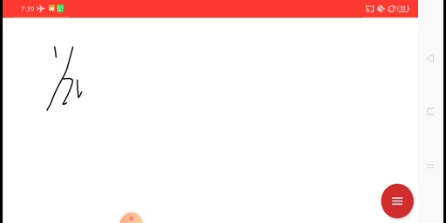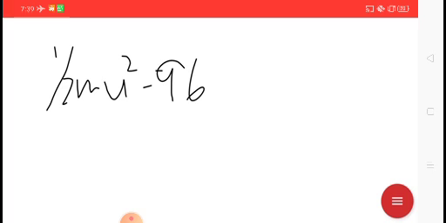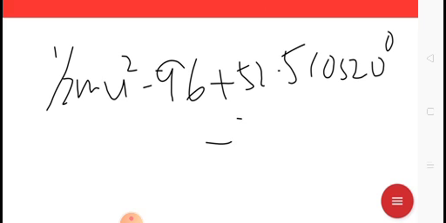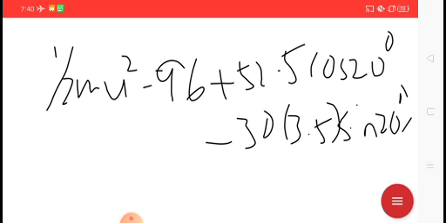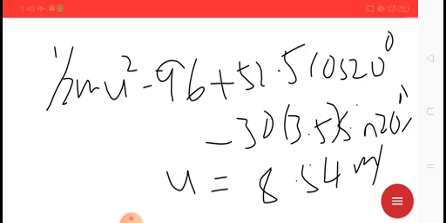So 1/2 mu square will be equal to 96 plus 52.5 cos 20 minus 30 times 0.5 sine 20. So from this, your u should be equal to 8.54 meters per second. Okay, so this is for question 8, before and after.